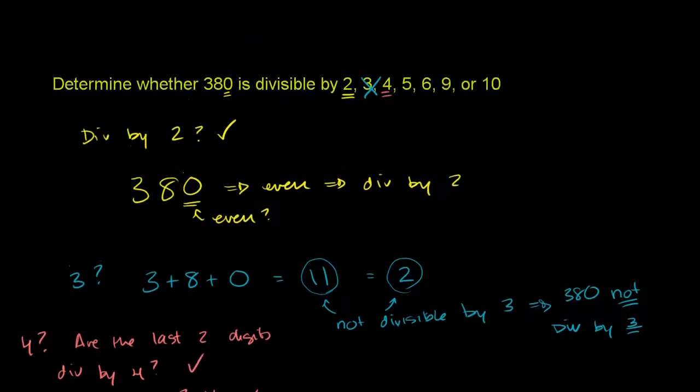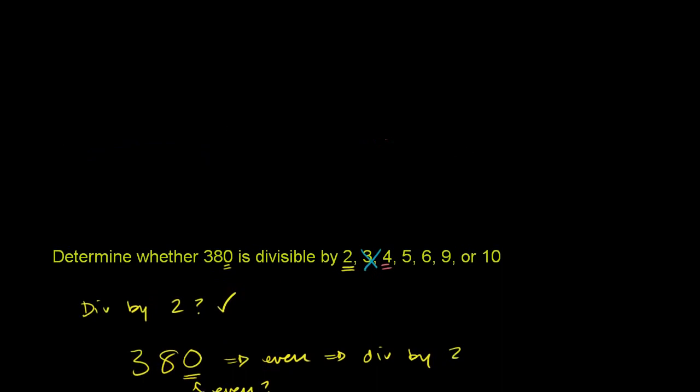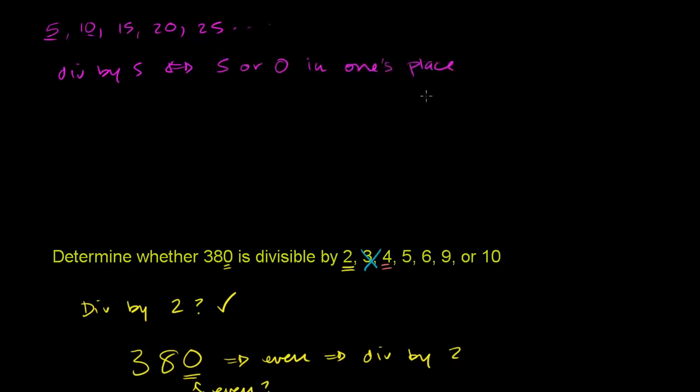So let's do 5. Let's try 5. So what's the pattern when something is divisible by 5? Let's do the multiples of 5. 5, 10, 15, 20, 25. I could keep going. So divisible by 5 means it ends with either a 5 or a 0, right? Every multiple of 5 either has a 5 or a 0 in the ones place. Now, 380 has a 0 in the ones place. So it is divisible by 5.